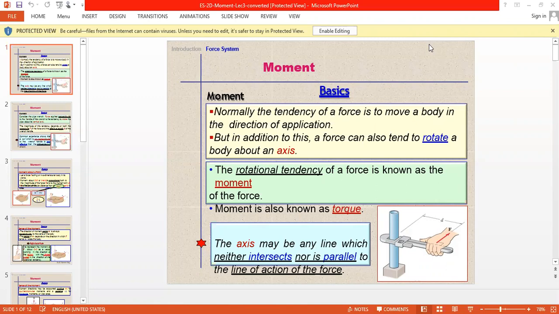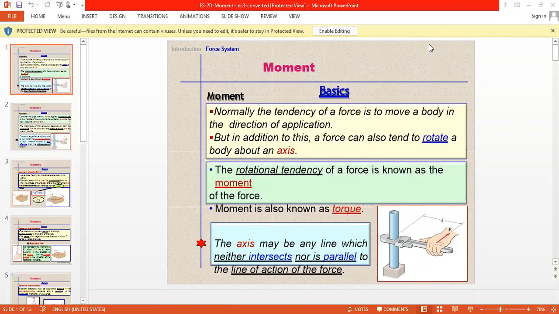Today we will talk about the moment. Normally the tendency of a force is to move a body in the direction of application. But in addition to this, a force can also tend to rotate a body about an axis. So the rotational tendency of a force is known as the moment of the force. Moment is also known as torque.